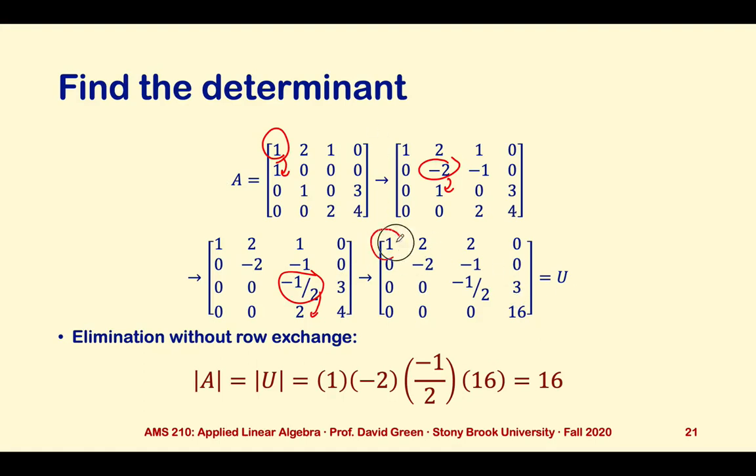We now have an upper triangular matrix. We have done elimination without any row exchanges. Elimination without row exchanges results in an equality between the determinant of A and the determinant of U. So we simply multiply the entries on the diagonal of U. 1 times negative 2 times negative half times 16 gives us positive 16 for our final determinant.